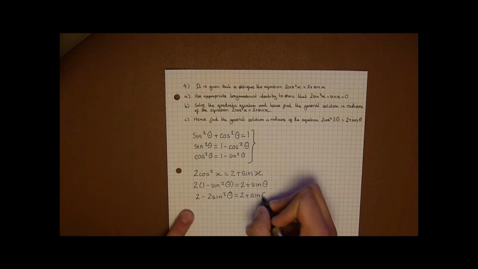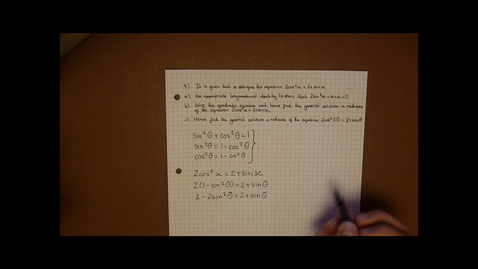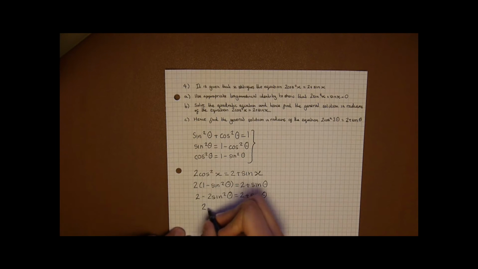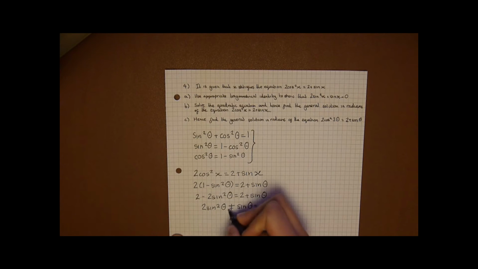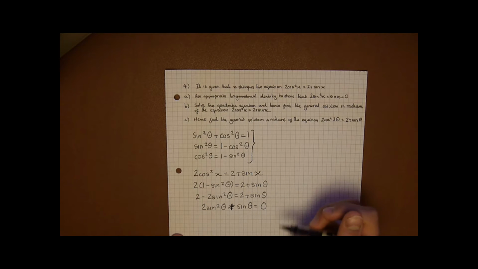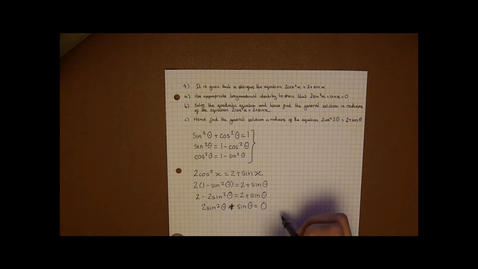Now if you simplify this, you will be able to cancel out the 2s and you should end up with 2 sine squared theta plus sine theta equals 0. That is how you solve the first part. As you can see, by substituting 1 minus sine squared theta, we have managed to end up with the form that is used in the question.